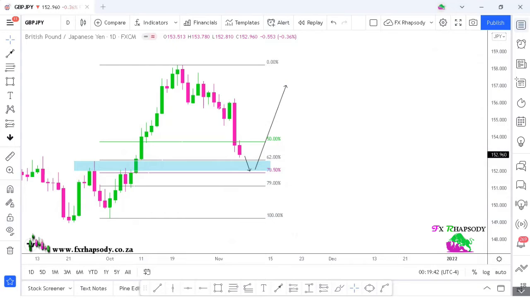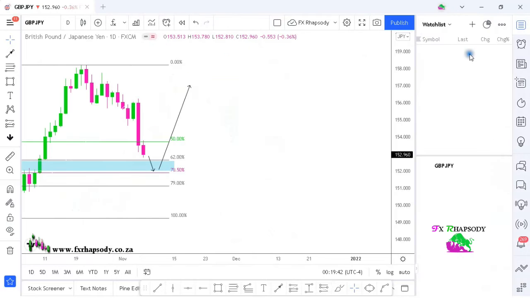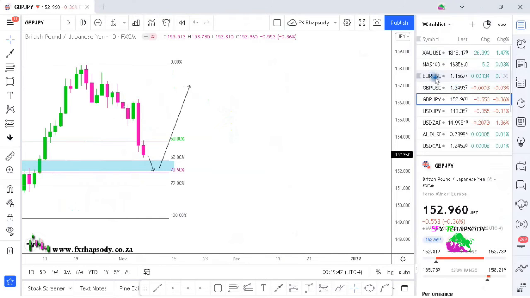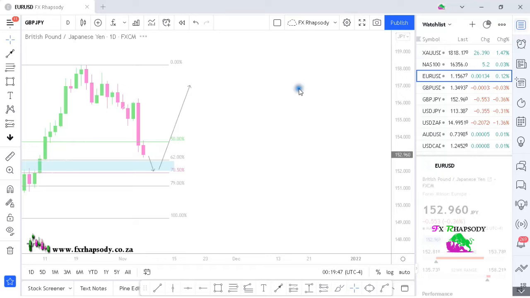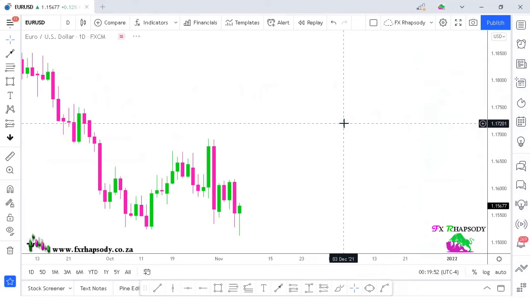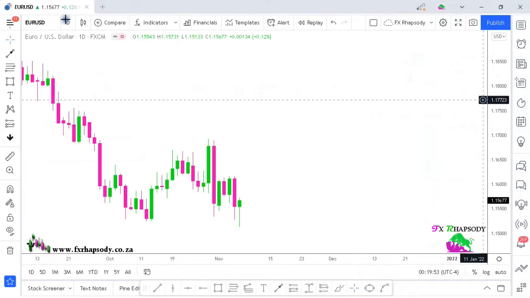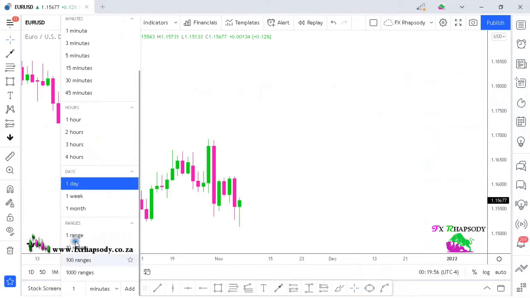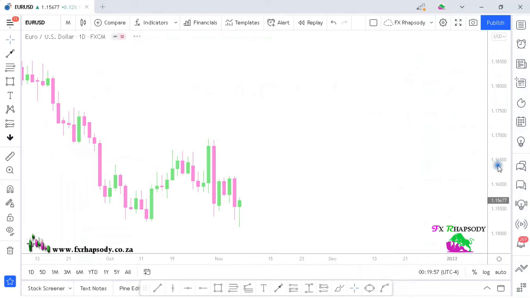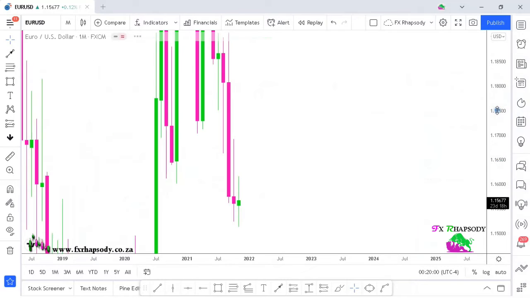Right, next currency pair we're going to look at is going to be the Euro US dollar. Everything is so slow today, guys. I'm so sorry. So let's go to the monthly time frame. Let's start off there before we go to daily. Work our way from the top to the bottom.